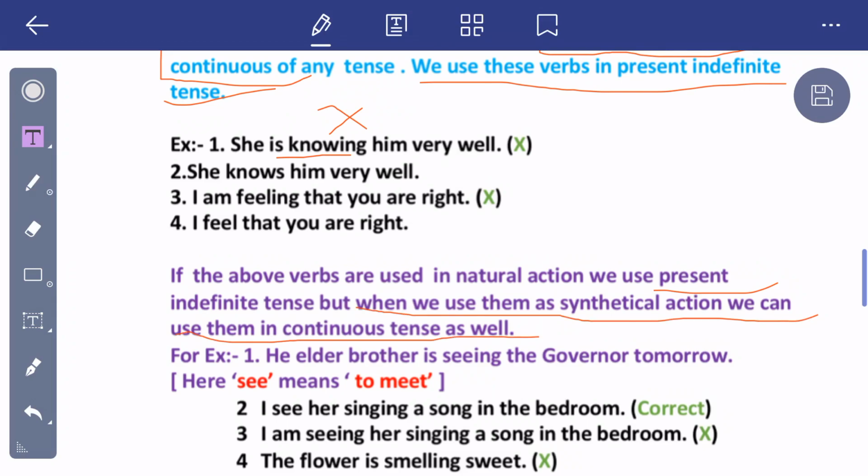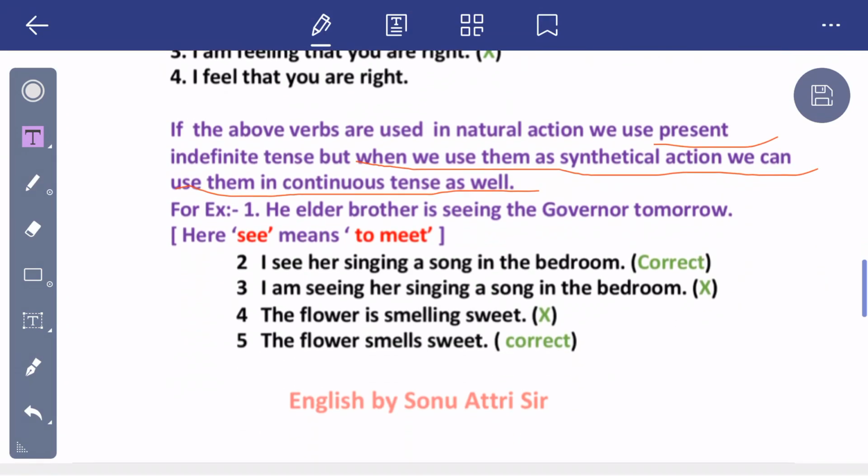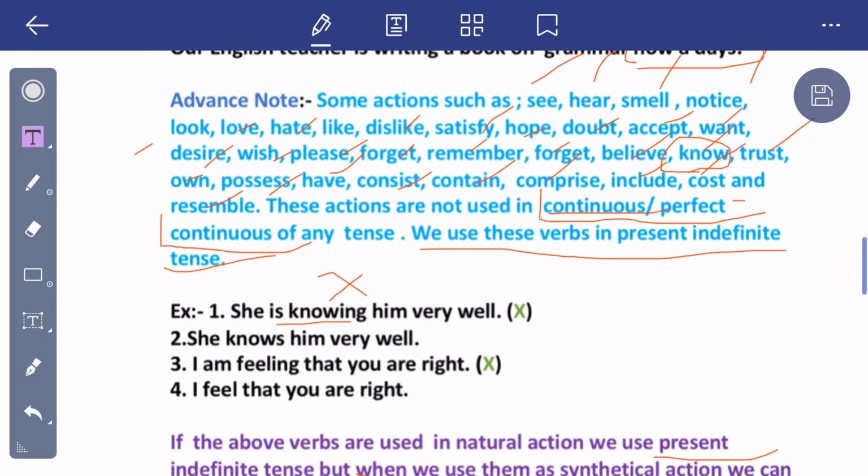I'll clear this thing to you. Let's have a look at the sentence. And one more thing: if we are using these verbs in continuous form, they will also give some other meaning than the real. Okay, let's have a look. I repeat my words again. If we use them in continuous form for any synthetic action, they'll give another meaning than that of the real.